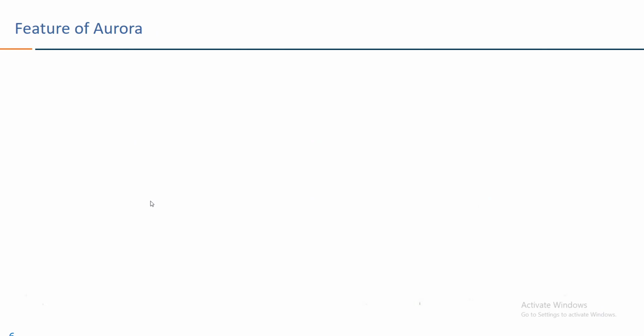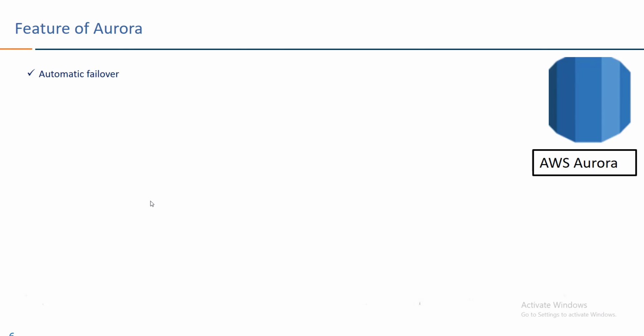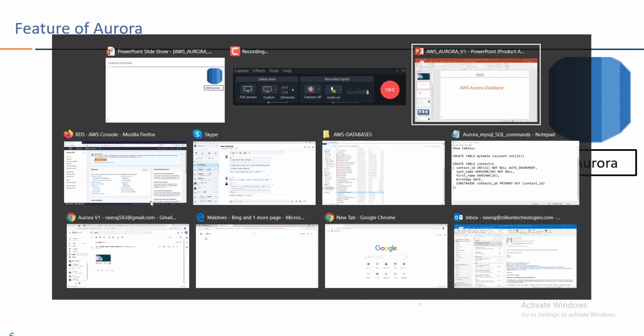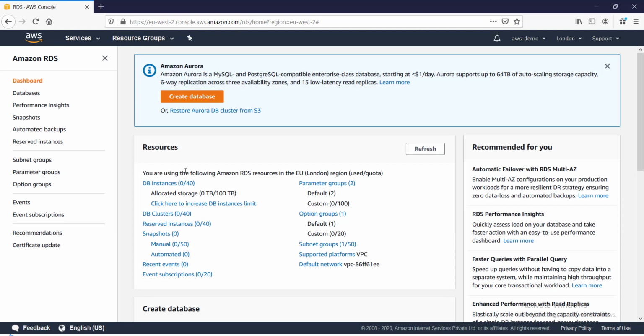So a feature of the Aurora cluster is automatic failover. If the master goes down, one of the read replicas will convert into the master. You have an option to put on priority. What I will do is we'll directly go to the lab and first we'll launch an Aurora cluster because it will take time.